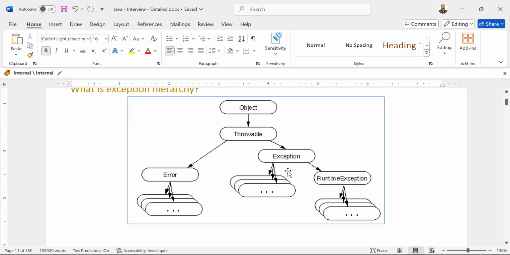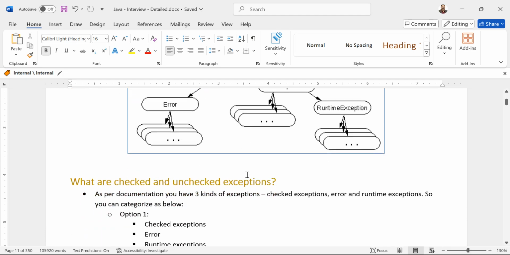Now again there is another categorization. Under Exception there is a RuntimeException class, and the RuntimeException class will again have its subclasses, and then the Exception class will also have some subclasses which are not in the hierarchy of the RuntimeException class. Now how is this relevant? This is relevant from the perspective of checked exceptions and unchecked exceptions, which is another common interview question.